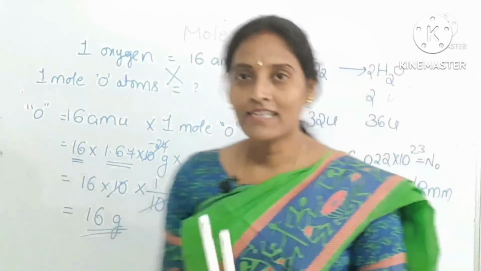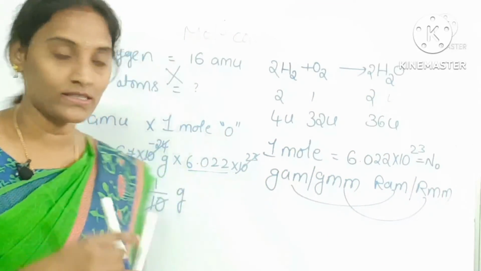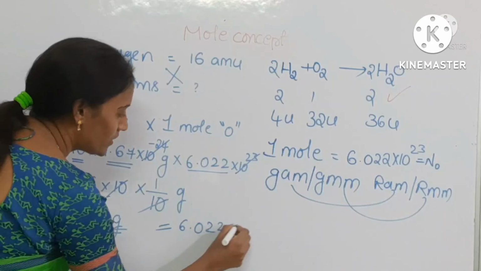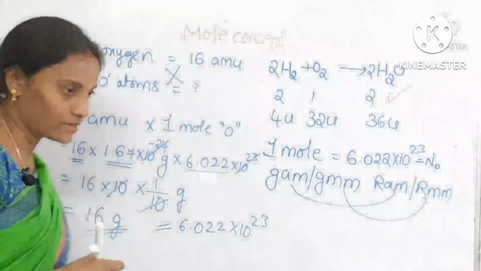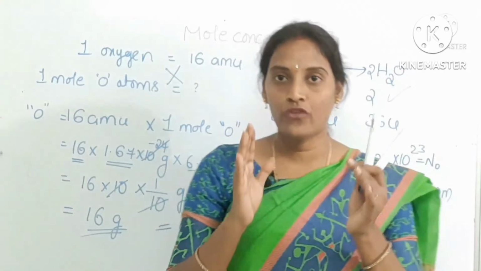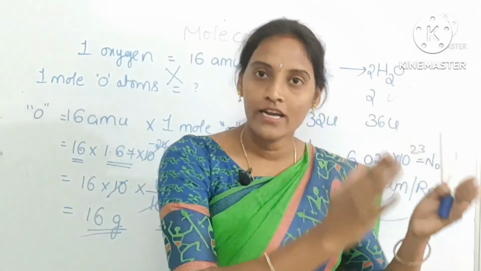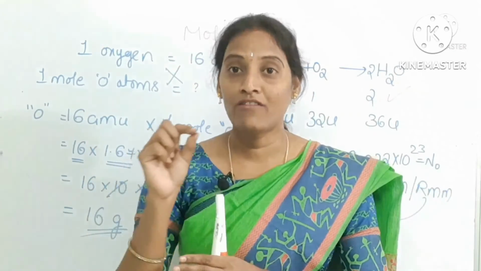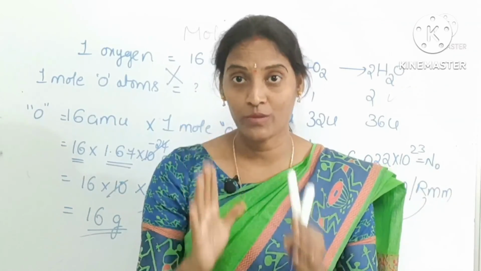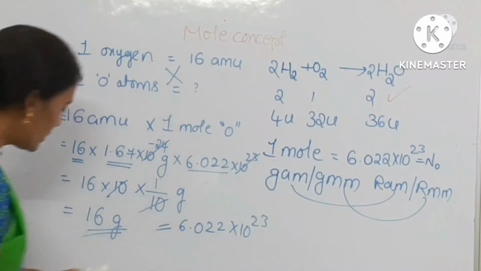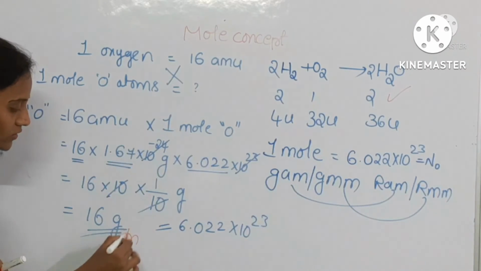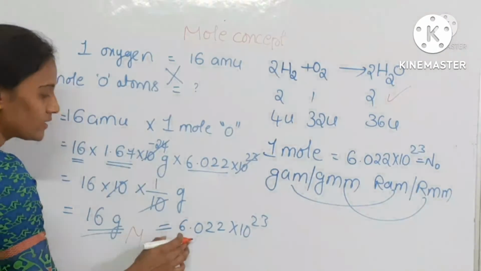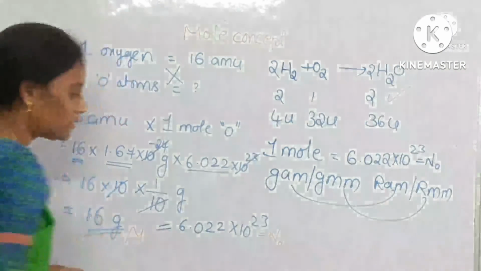At the same time, this 1 mole of oxygen atoms has 6.022 × 10^23 atoms. Just simple: 1 mole of anything has its molar mass, and 1 mole of anything has Avogadro's number of particles. You just remember these two things. This is the molar mass of oxygen, molar mass, capital M, and this is the Avogadro's number of particles present in 1 mole of oxygen.